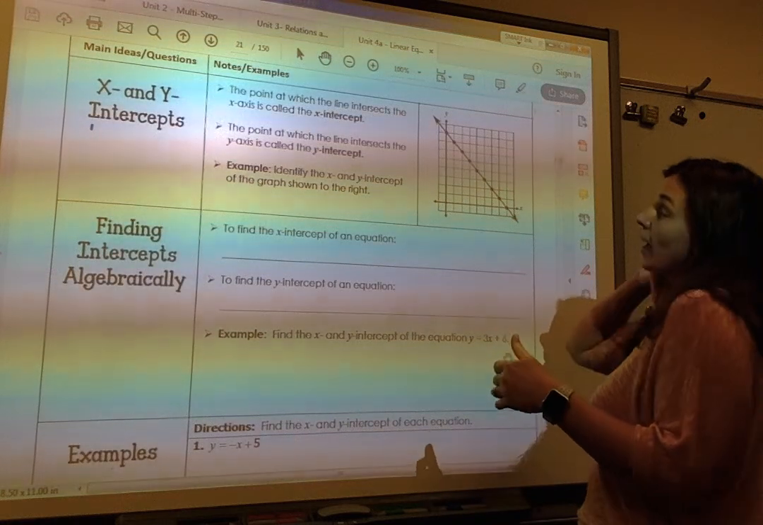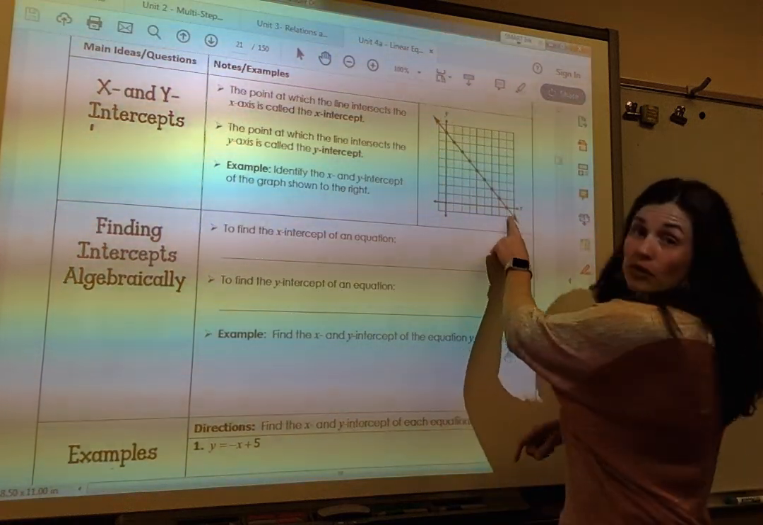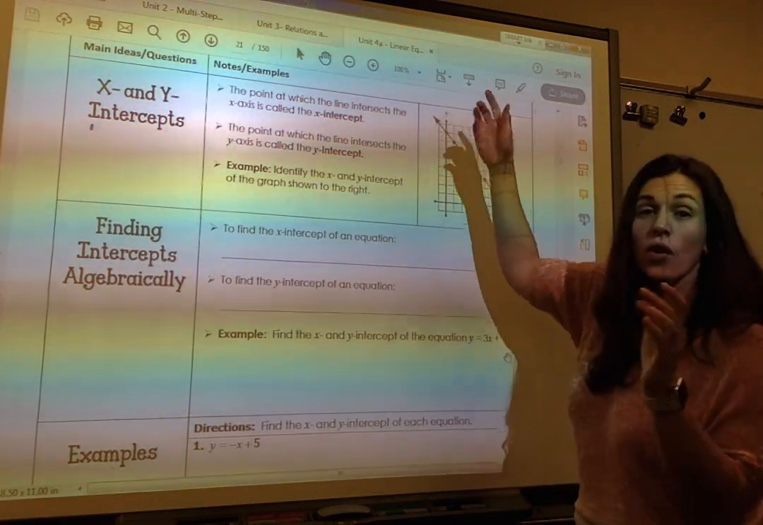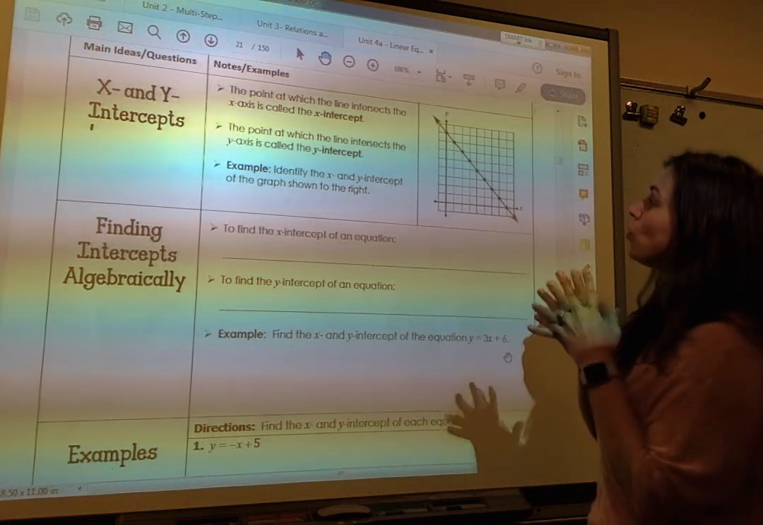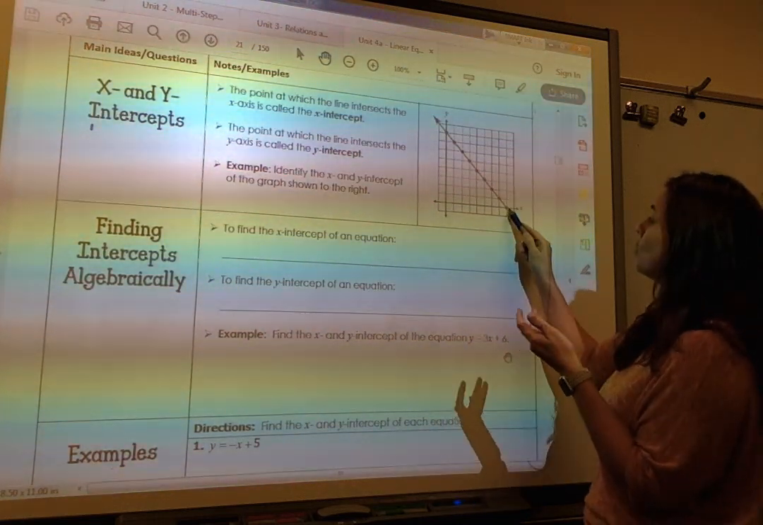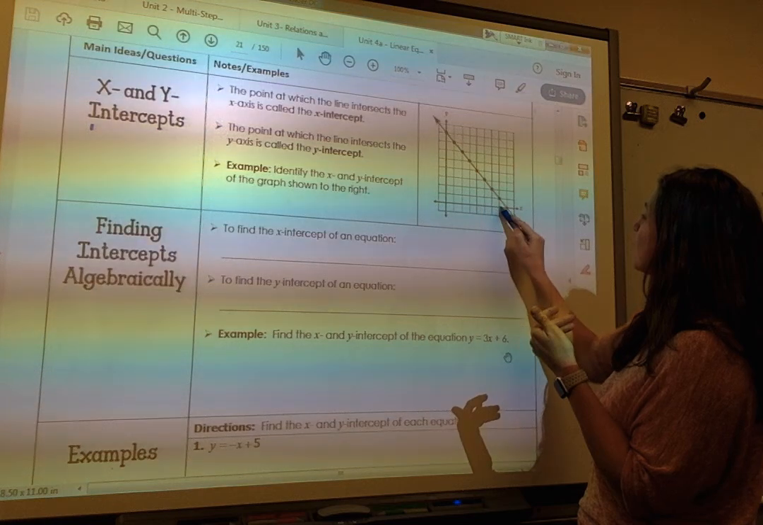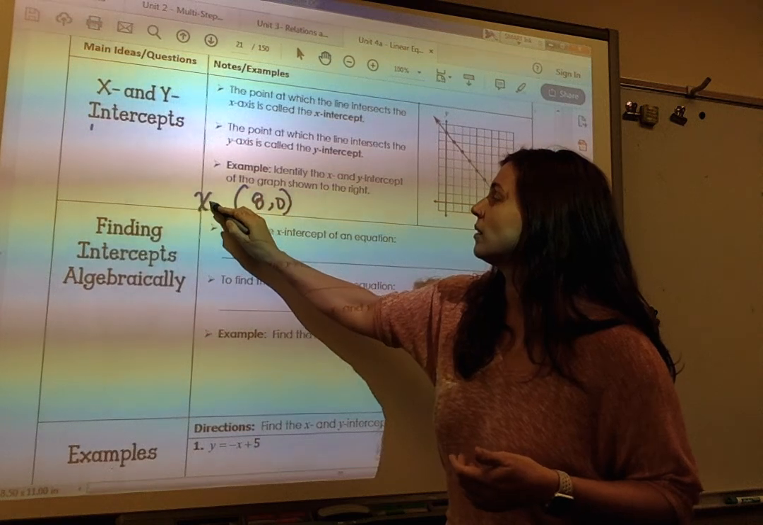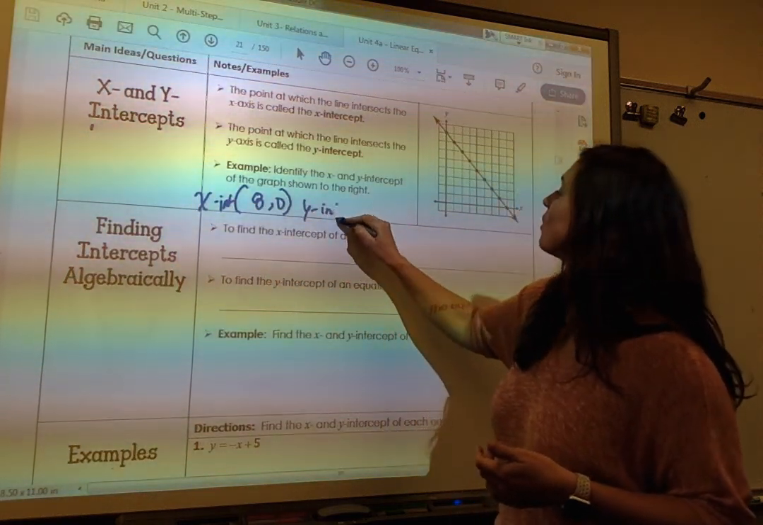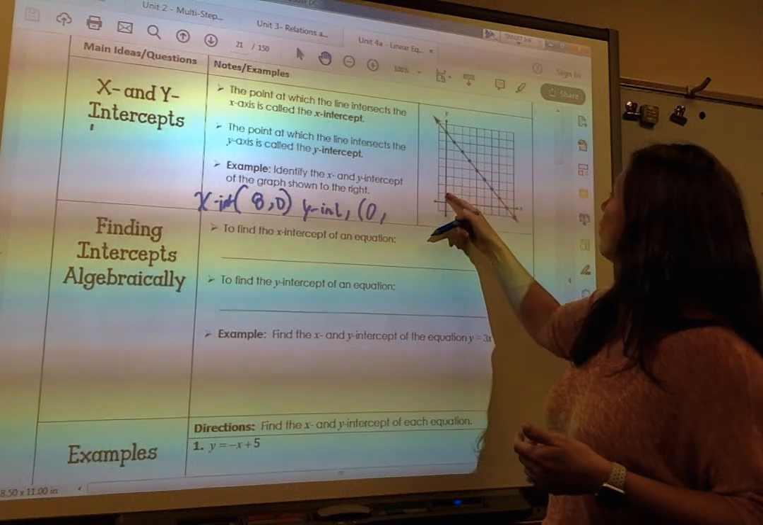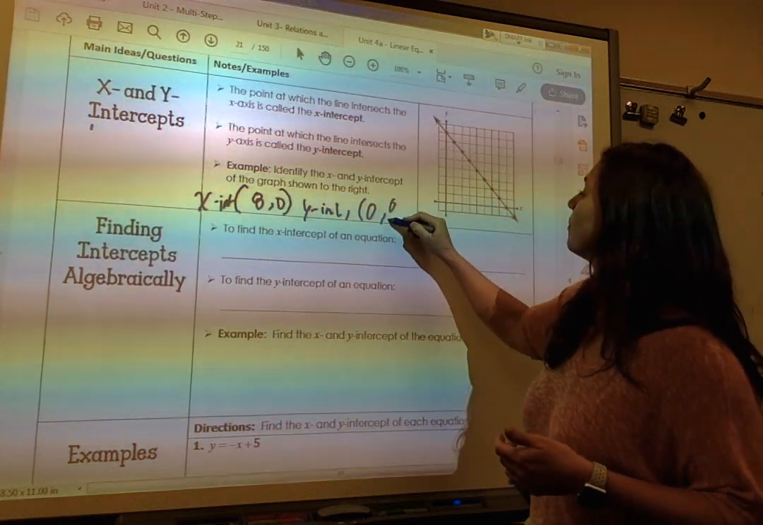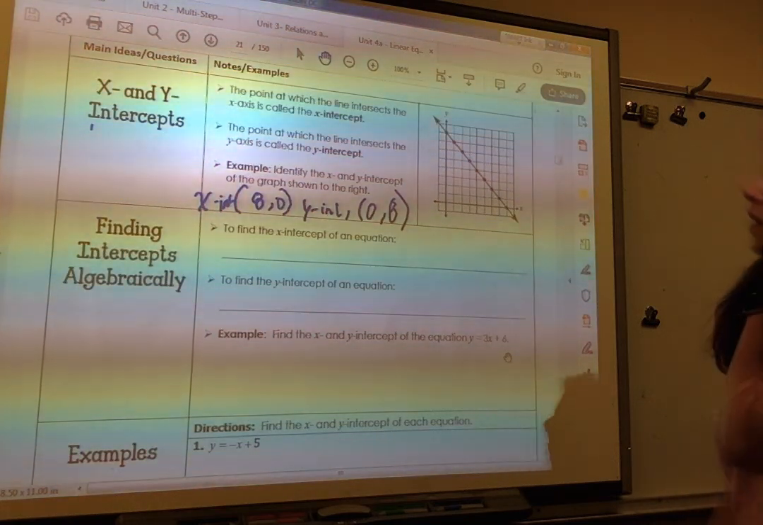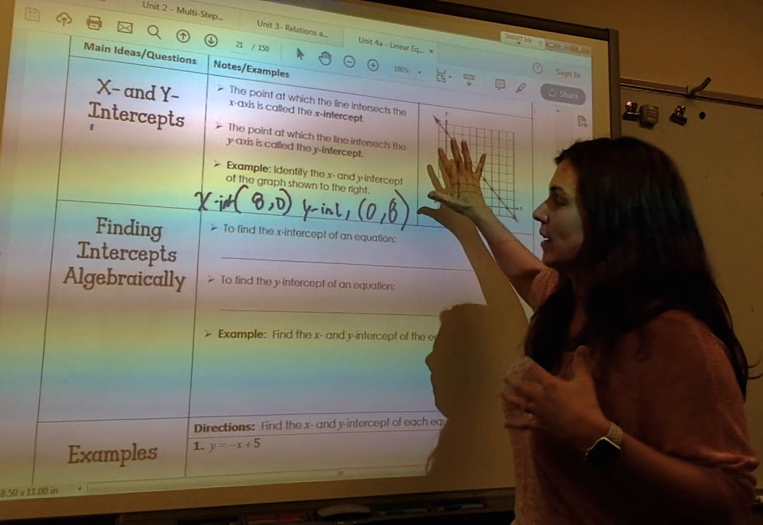The point at which the line intercepts the x-axis is called the x-intercept. Okay, so that we kind of touched on. The point at which the line intersects the y-axis is called the y-intercept. So if I want you to identify the x and y intercepts, you could count 1, 2, 3, 4, 5, 6, 7, 8. That is your x-intercept, and your y-intercept is 0, 1, 2, 3, 4, 5, 6, 7, 8. Okay? So that's your x-intercept and your y-intercept when you look at it graphically.